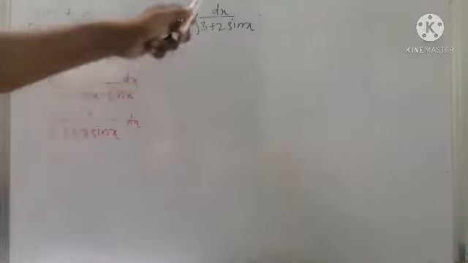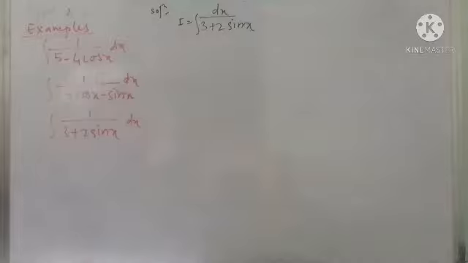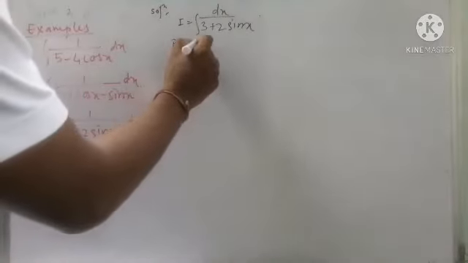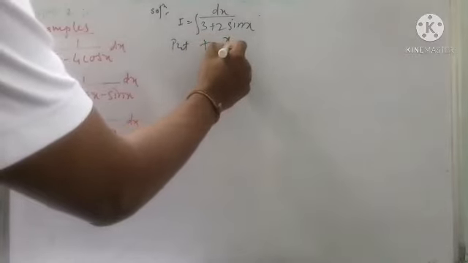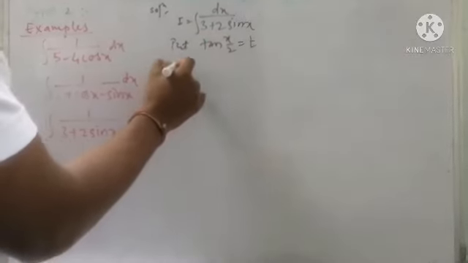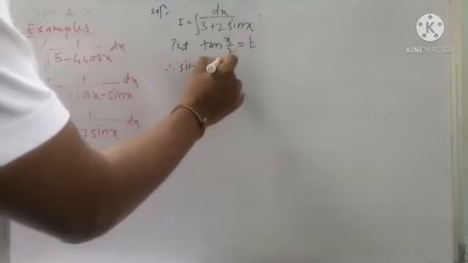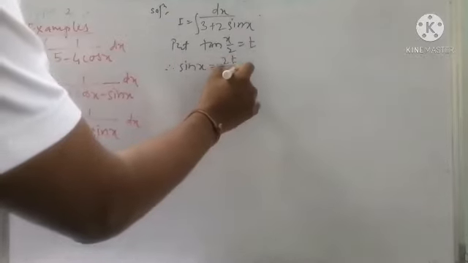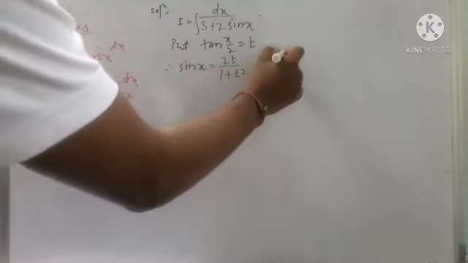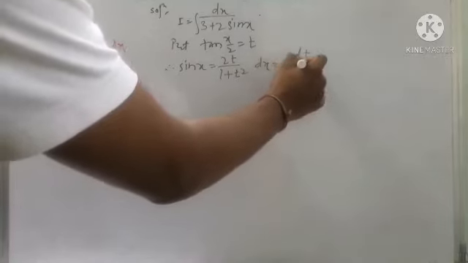Now I = integration of dx upon 3 + 2 sin x, which is a linear term of sin x. So by using type 2 integration, we put tan(x/2) = t. Now in this example we require sin x in terms of t, which is 2t/(1 + t²), and dx is always 2 dt/(1 + t²).